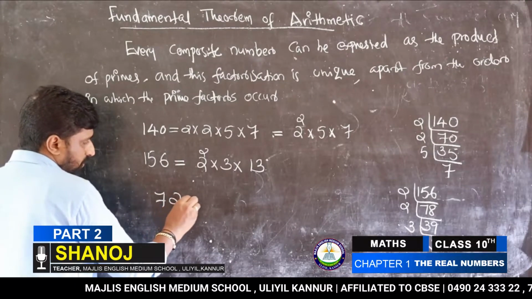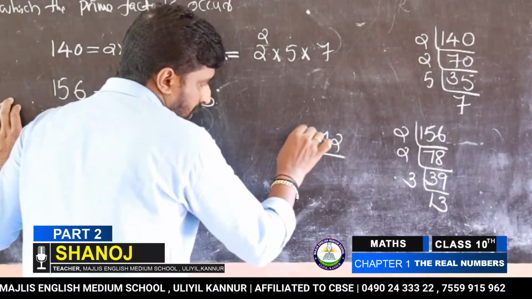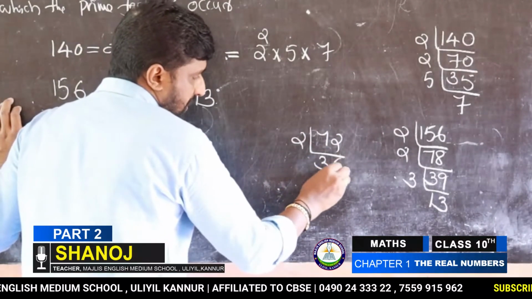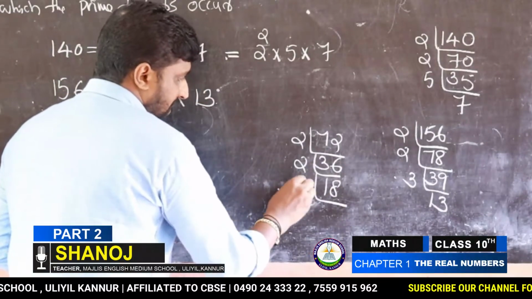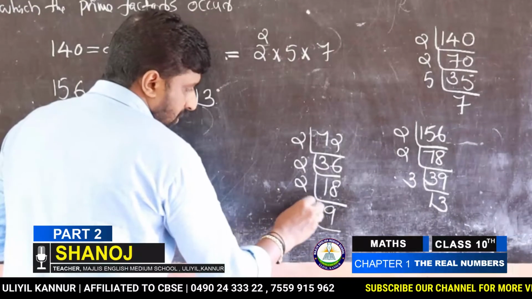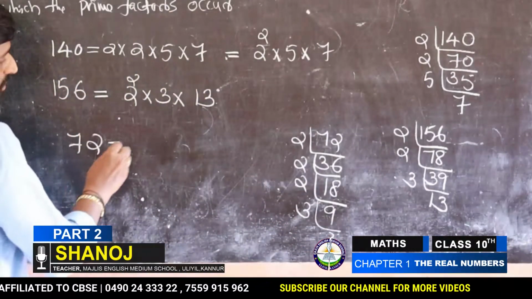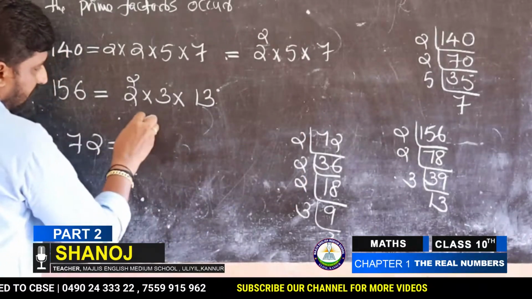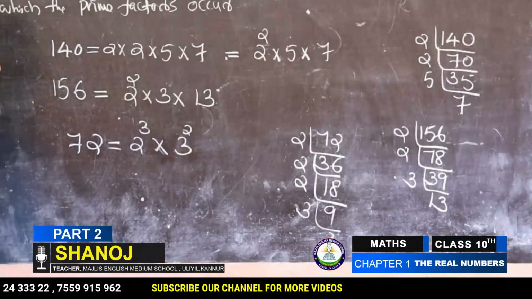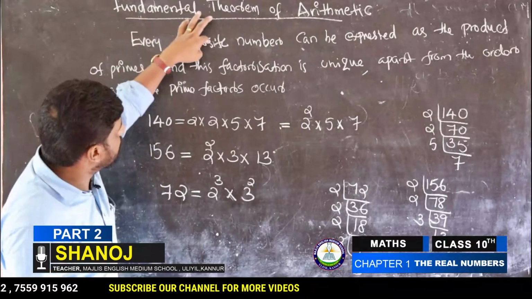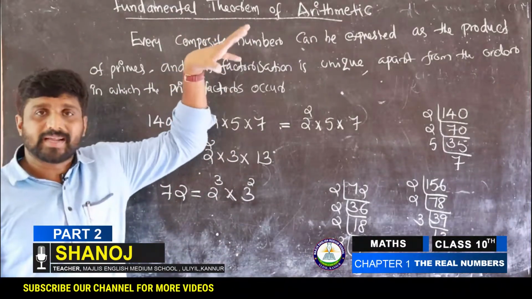suppose 72. That can be found like this: 72 divided by 2 first is 36, again dividing by 2 it is 18, then again dividing by 2, 9, then dividing by the prime number 3. Therefore, 72 can be written as 2, 2 times... 2, 3 times, into 3 square. Okay, like this. Therefore, every composite number can be expressed like this. It is known as the fundamental theorem of arithmetic.